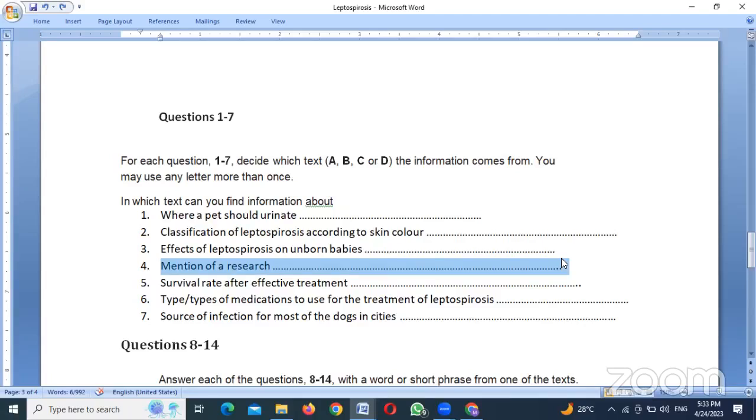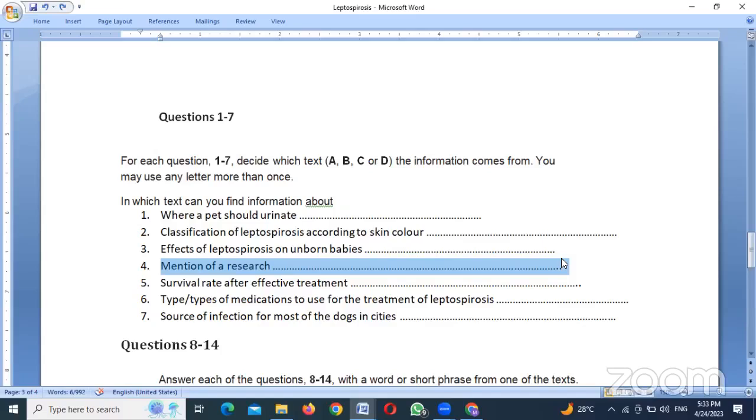Where you can find mention of a research. So what synonyms can you see instead of research? People can write synonyms of research. What other words can they use instead of research? Synonyms.